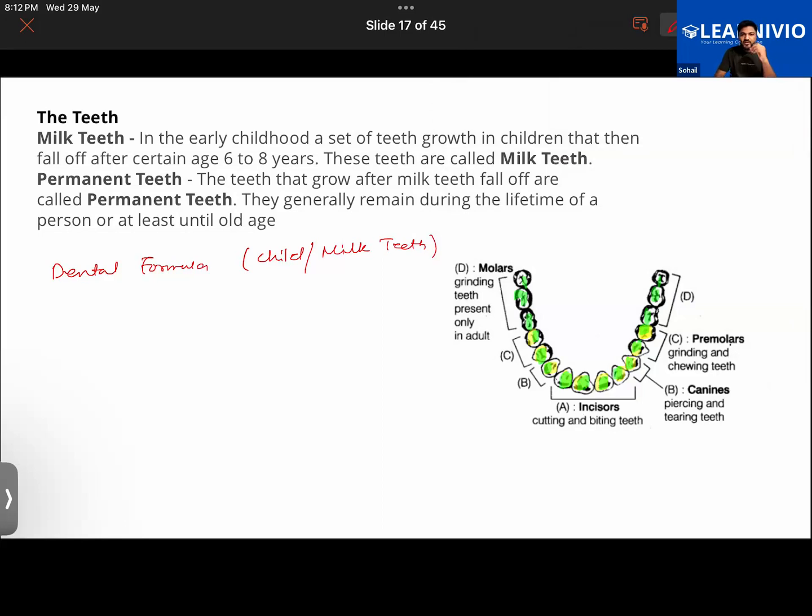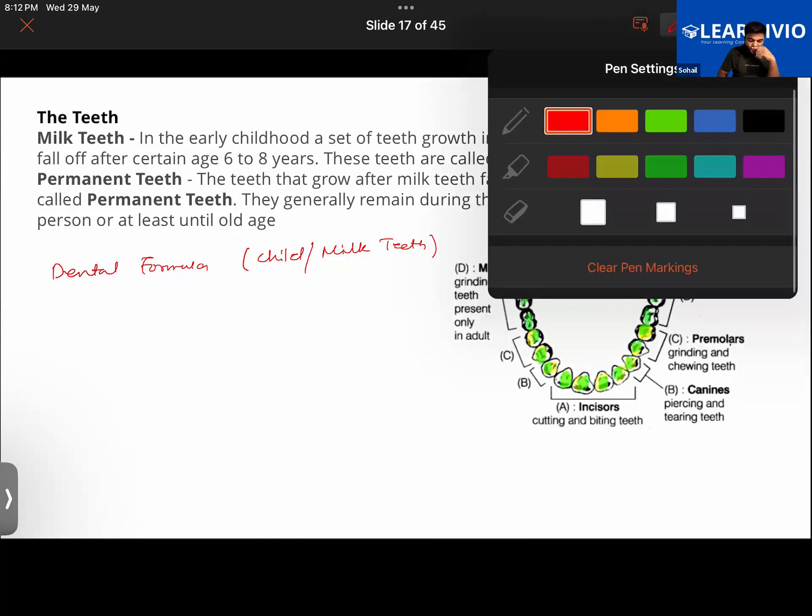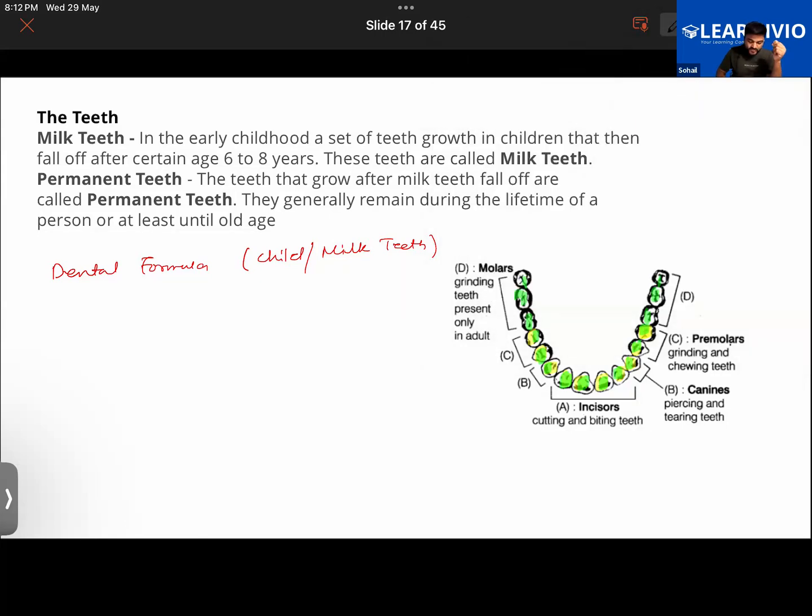So, in a child, you will find that in the lower jaw and in the upper jaw, the number of incisors in the lower jaw is going to be 4. One more important thing, let us do one thing, that we are going to divide this set of teeth into 2 halves, left and right.